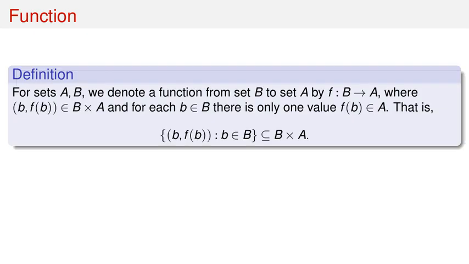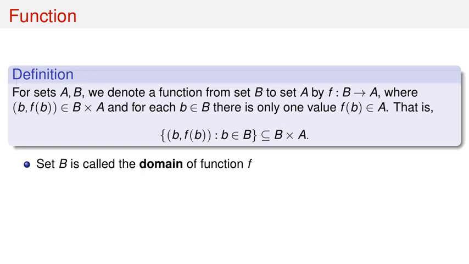Now, let's talk about functions. For two sets A and B, a function from set B to set A is denoted as f colon B arrow A. This means that for every element b in B, there is a corresponding element f of b in A, forming pairs b, f of b, which are elements of the Cartesian product B cross A. Crucially, for each b in B, there is only one such value f of b in A. That is, the set of all pairs b, f of b for b in B is a subset of B cross A.